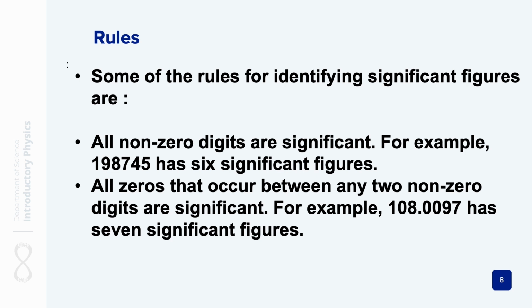And all zeros that occur between any two non-zero digits are significant. For example, 1080097. Because the zero occurs in between non-zero digits, that makes the zeros significant. So in this case, the 0 in between the 1 and the 8 is significant. And also, in the case of 80097, the 0 is made significant by the 9 and also made significant by the 8. So in this case, all the numbers that you see are significant.